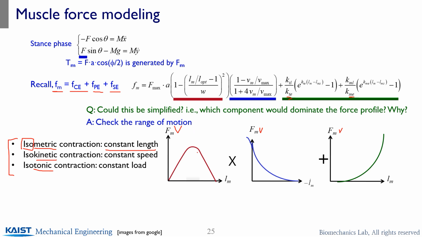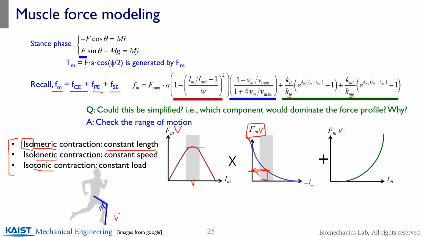Okay, so suppose for running or jumping, if there is a very small change in length, we could assume that's isometric contraction. And for jumping, if I'm interested in the range here, where the velocity doesn't change much, then instead of having the full muscle velocity curve, I can just approximate with the average value for those regions. That's isokinetic contraction.